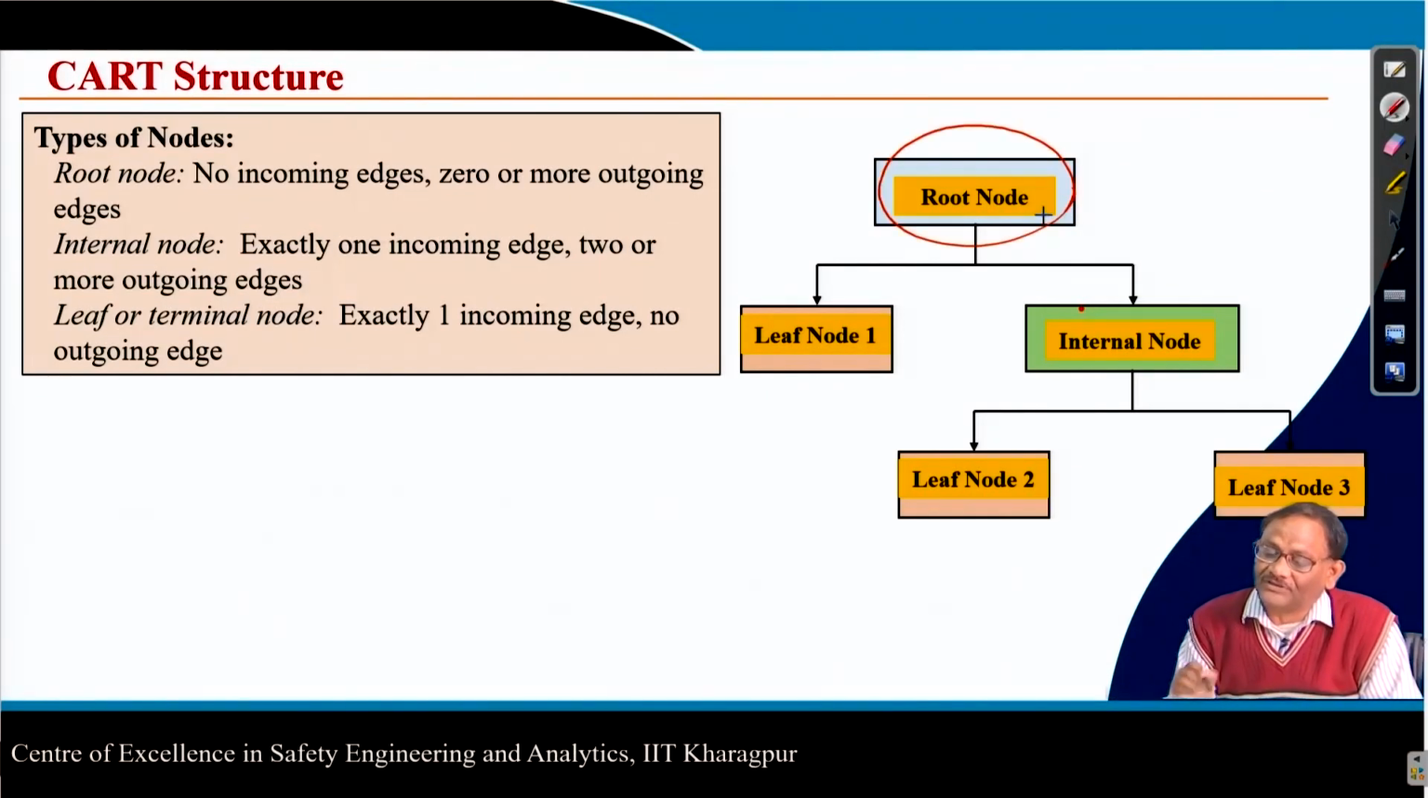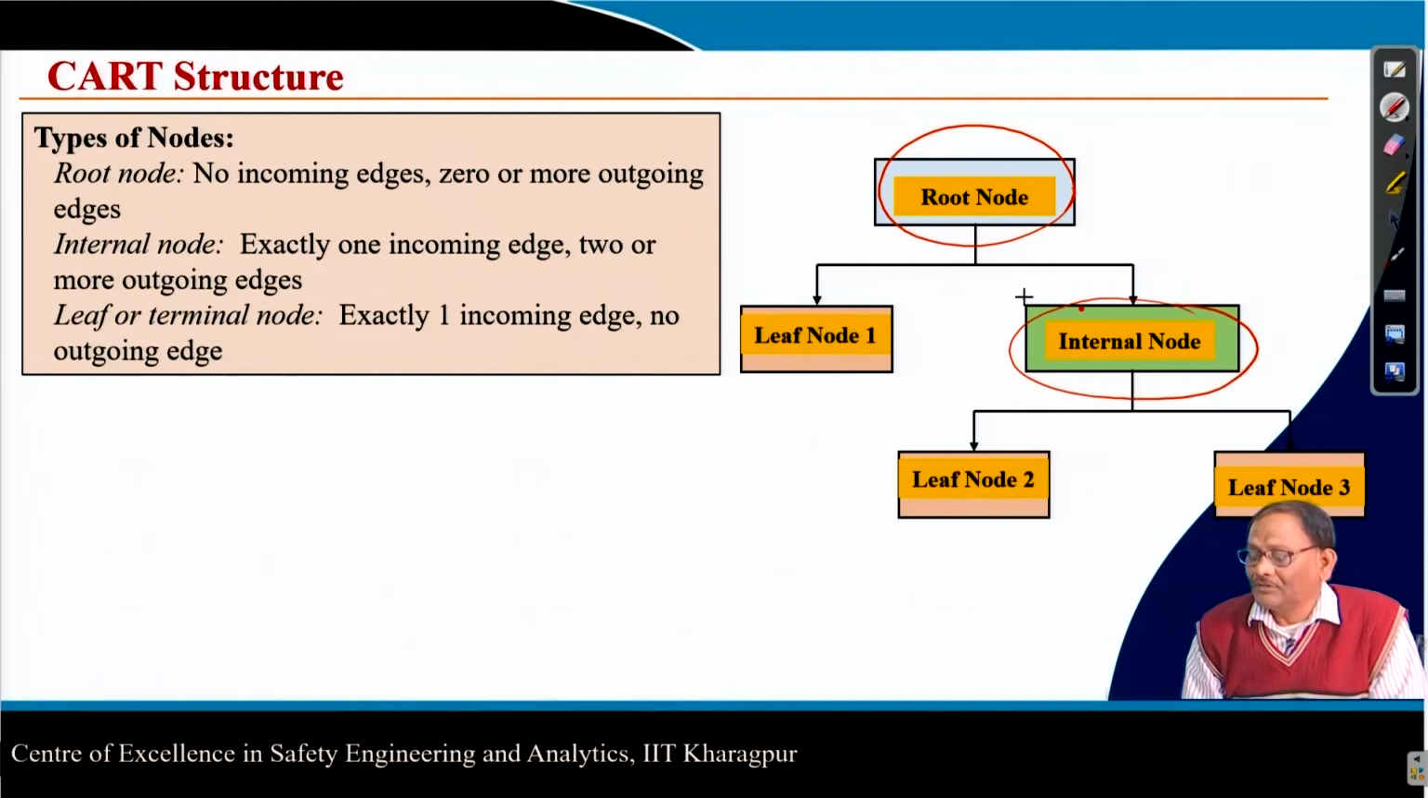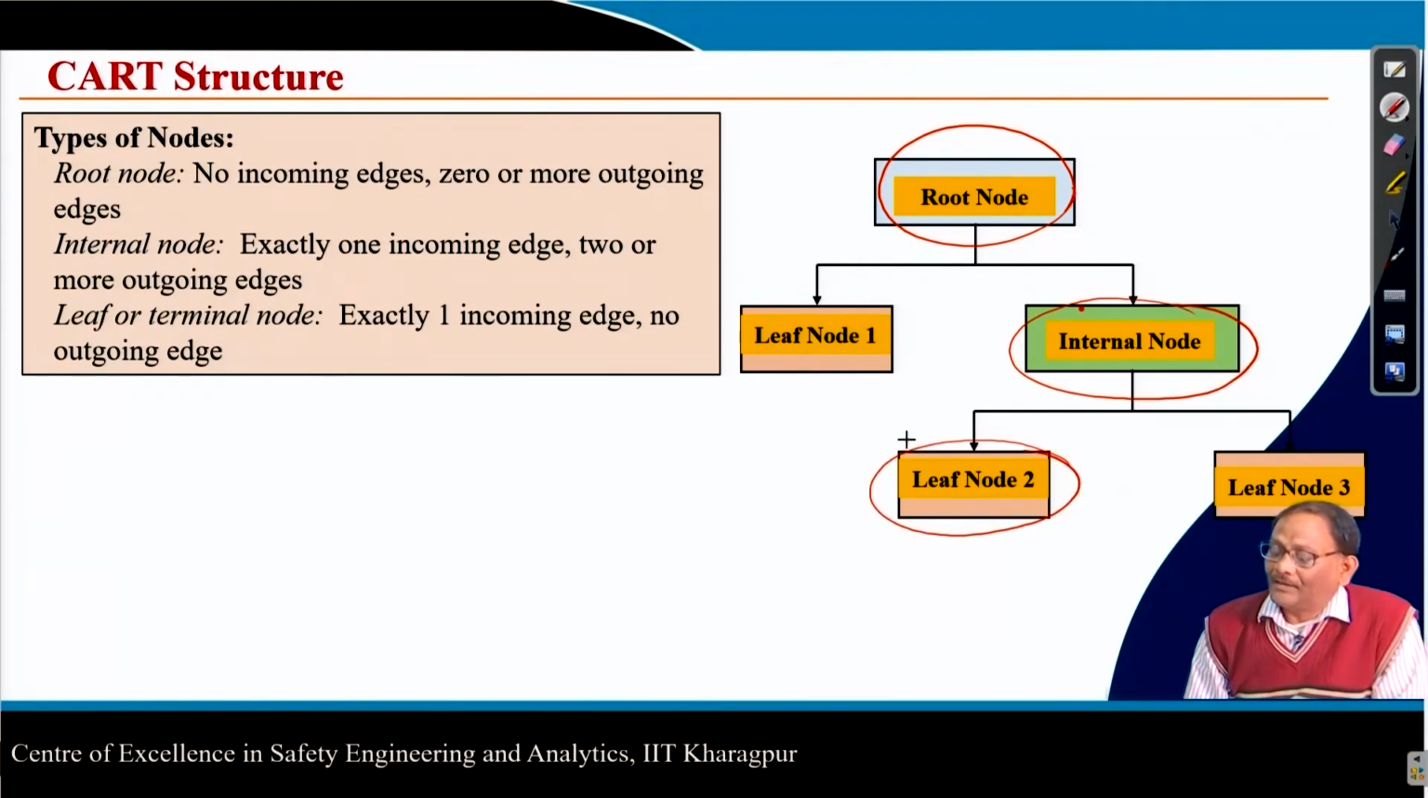One is the root node, which is the starting point. Usually this starts with the class variable. Then there will be internal nodes and there will be leaf nodes. The definitions of root node, internal node and leaf node are like this. When you say root node, you will find that in the root node there are no incoming edges, only outgoing edges. For example, this is your root node, so this one is the outgoing edge, there is no incoming edge.